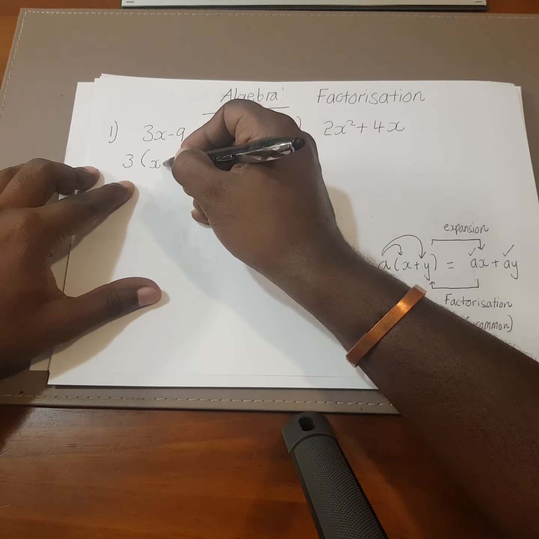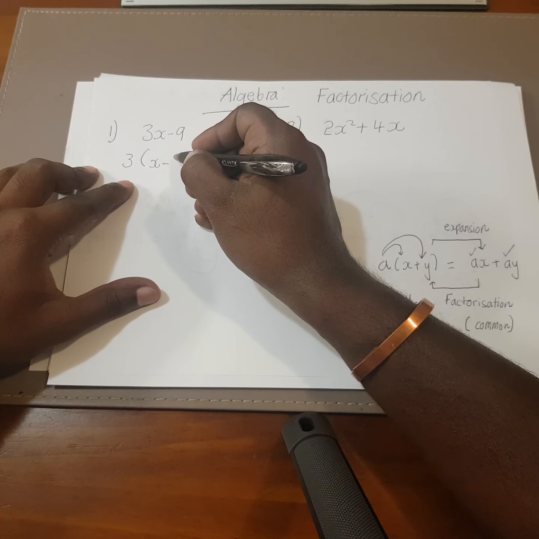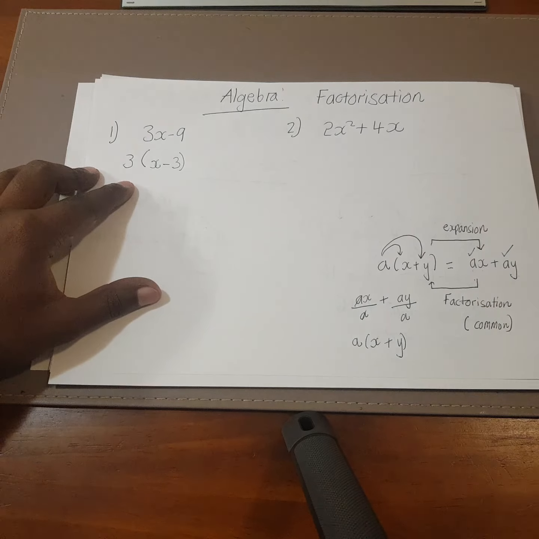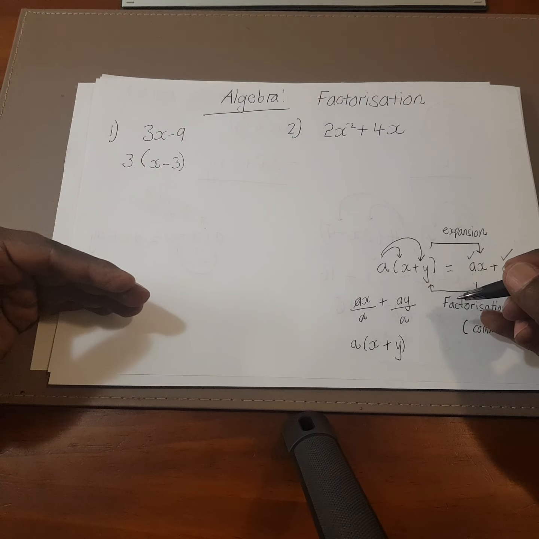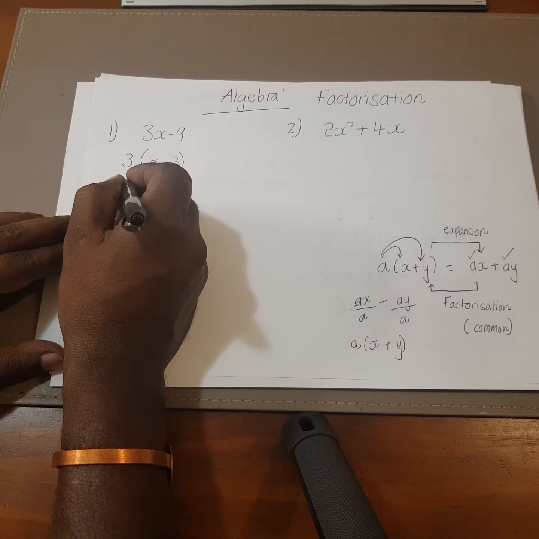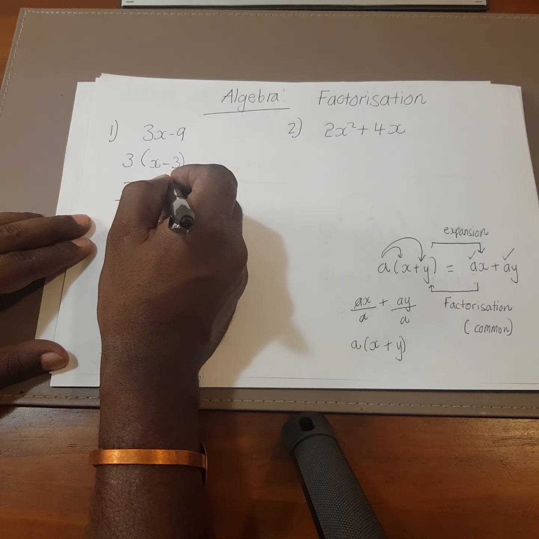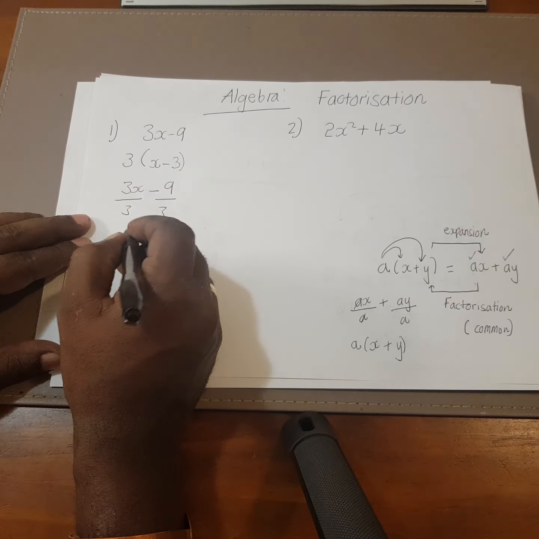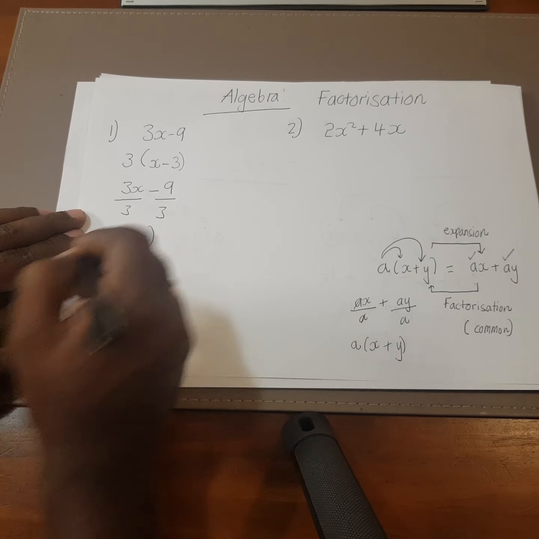And put a negative there, because the number is negative. And then you go 9 divided by 3, which is 3. Now, for students who are struggling with this question, I give simple advice. What you can do is work it out like this. All you do is go 3x divided by 3 minus 9 divided by 3, and that becomes x minus 3, and then you put the 3 there.